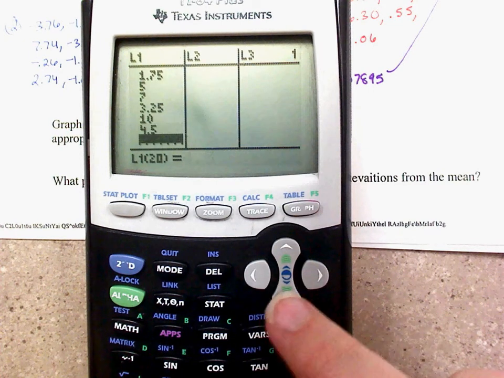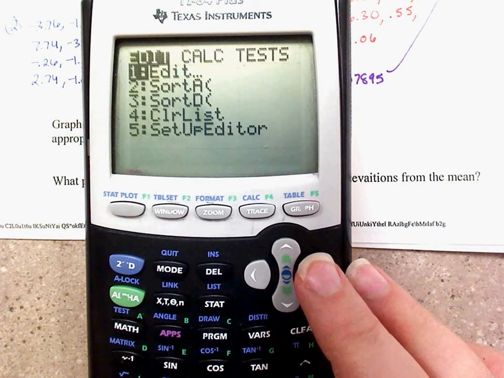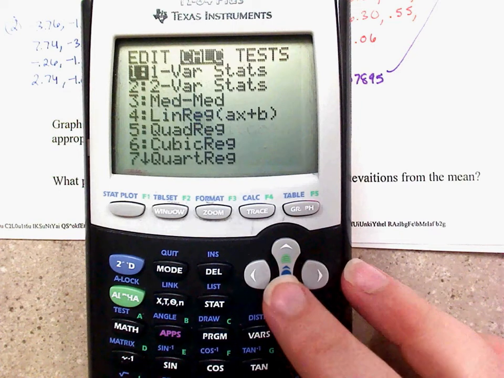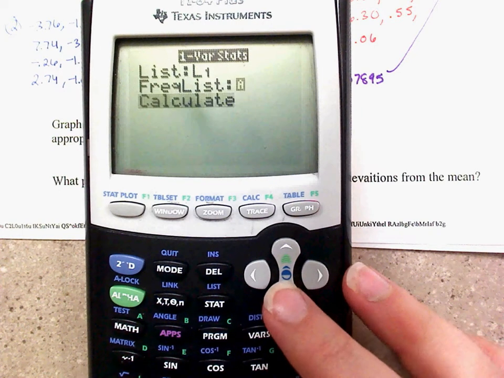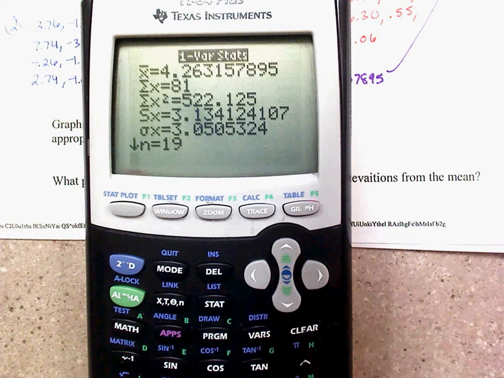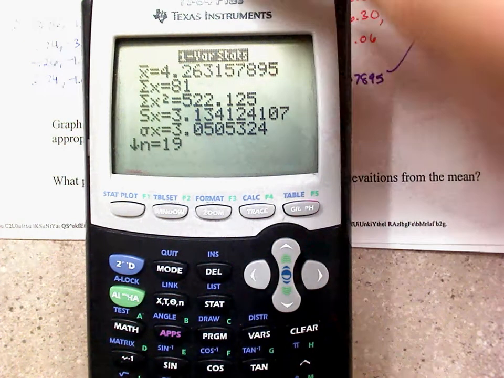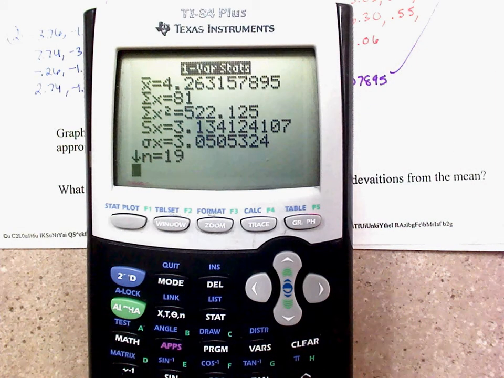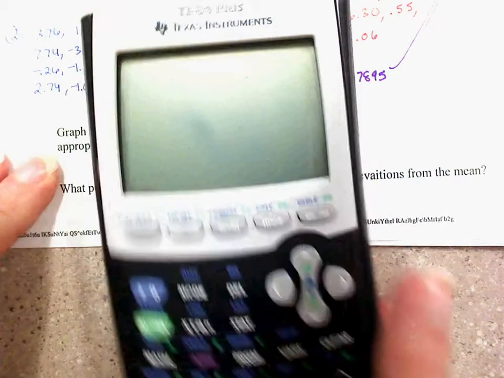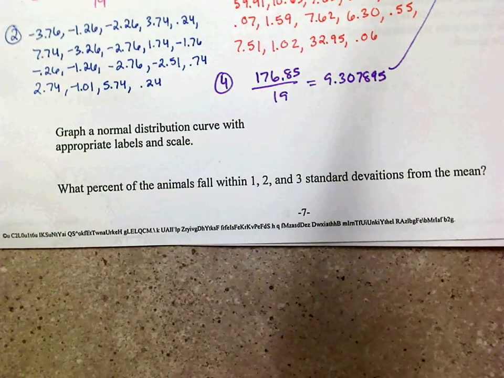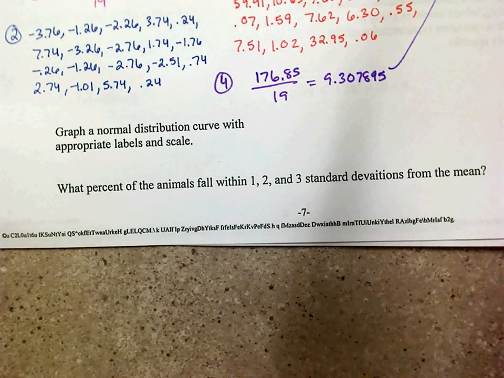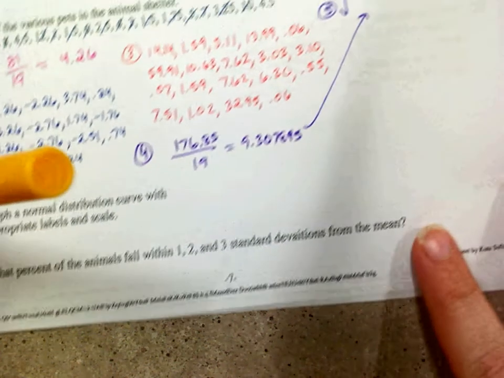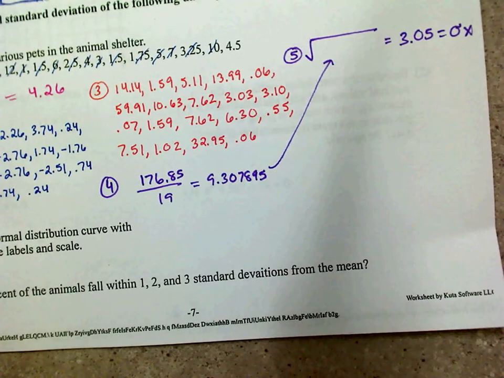Calculate. Okay. So, did we get our mean right, 4.26? And our standard deviation, 3.05? Perfect. Like me. I'm not perfect, guys. I'm just close. Okay. So what am I wanting on this part?